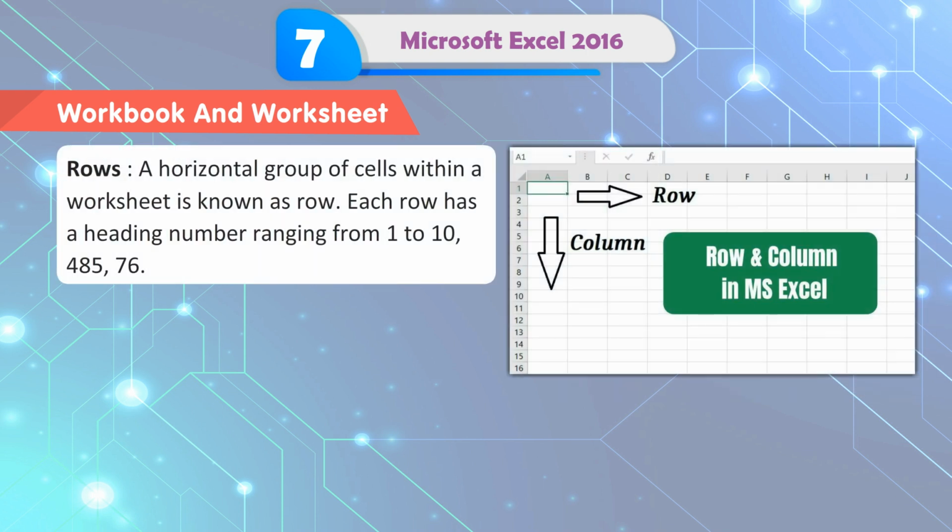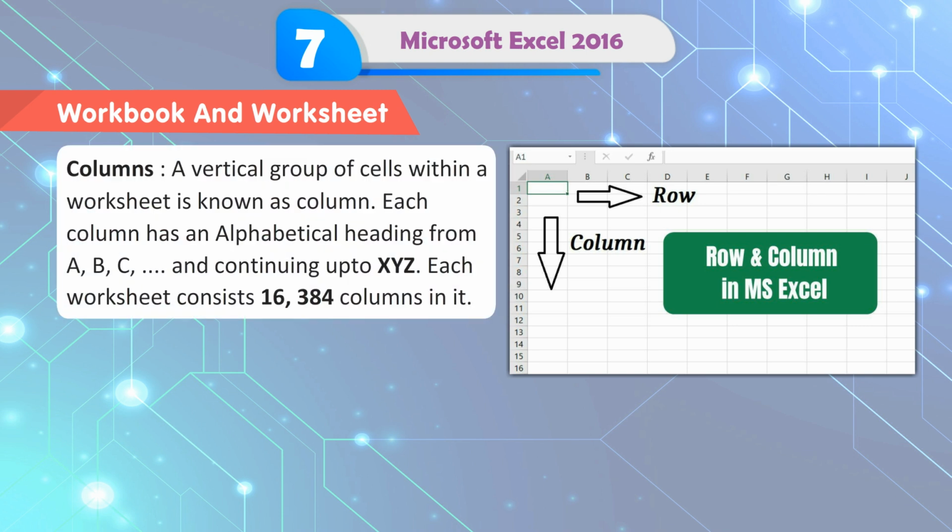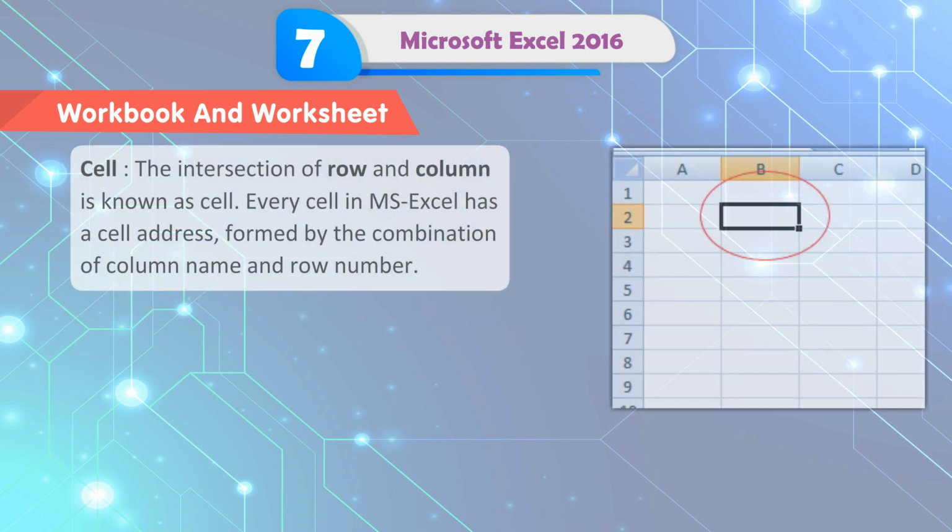Rows. A horizontal group of cells within a worksheet is known as a row. Each row has a heading number ranging from 1 to 1,048,576. Columns. A vertical group of cells within a worksheet is known as a column. Each column has an alphabetical heading from A, B, C, and continuing up to X, Y, Z. Each worksheet consists of 16,384 columns in it.